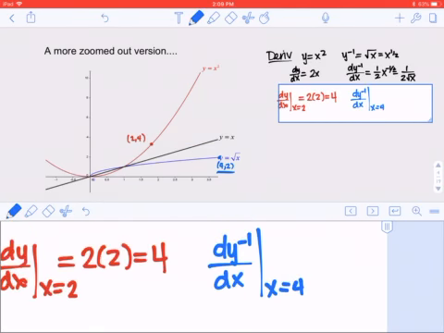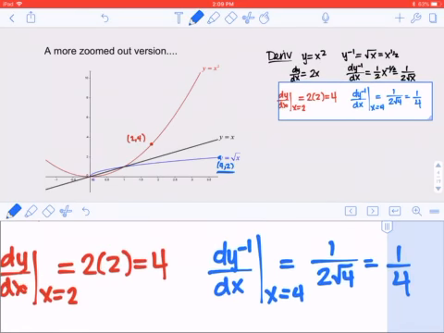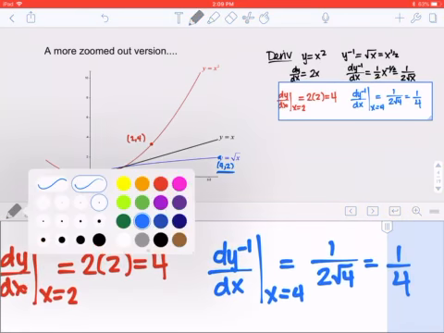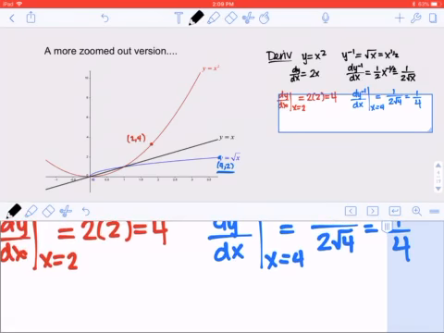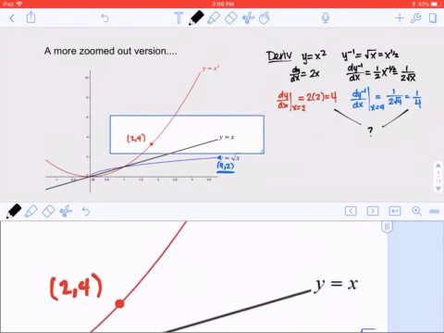And so when I look at that, that would be 1 over 2 times the square root of 4, which would be 1/4. Okay, let's take a look at these two answers for a second. Is there a relationship between them? Do you have a guess of what might be going on when I look at the derivatives of inverses? Okay, so is there a relationship here?